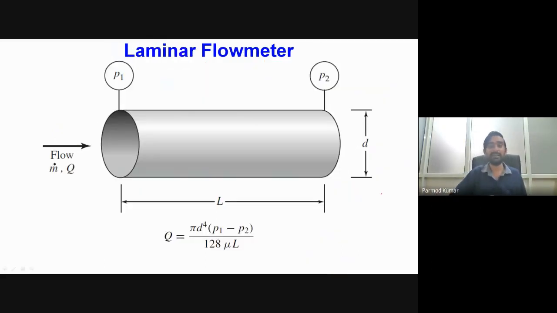Okay. Then another type of flow measurement device is known as the laminar flow meter. So it's very simple. What we will be doing is, we will be having a pipe, and across the two ends of the pipe, we will be having some arrangement for measurement of the pressure. So for example, P1 and P2 are the two different pressures.